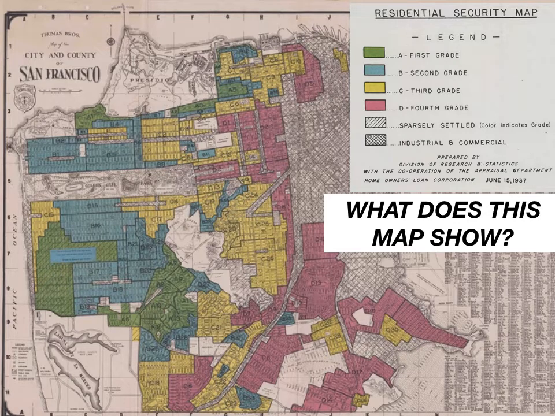What does this map show? Well, reading the legend, we can see residential security map, 1st grade, 2nd grade, 3rd grade, 4th grade. The 4th grade is in red. This map shows a practice called redlining, and this map was produced by the Homeowners Loan Corporation in 1937. That was a New Deal program designed to help people maintain their homes.